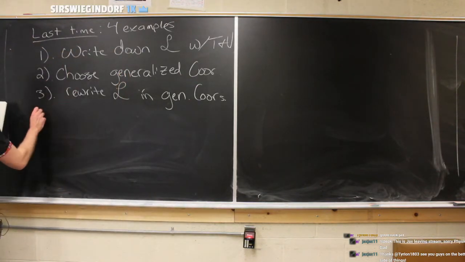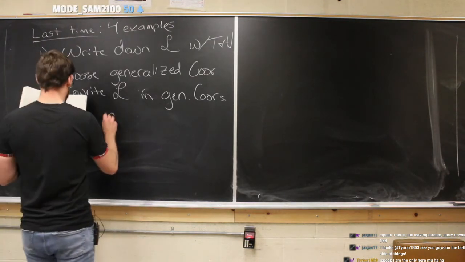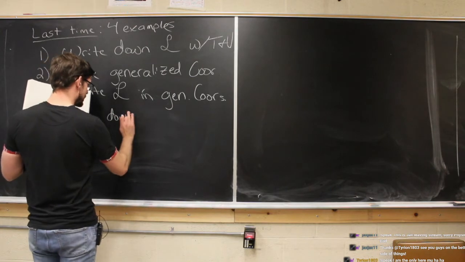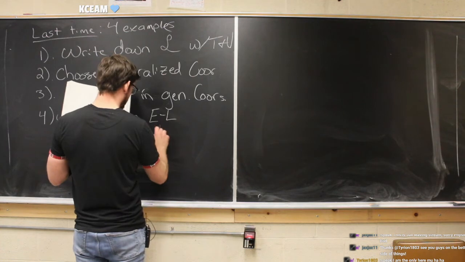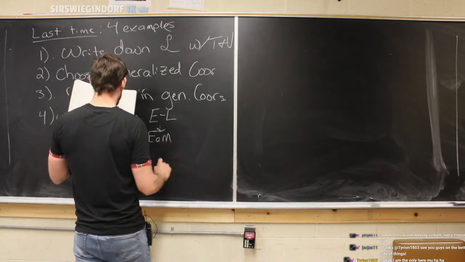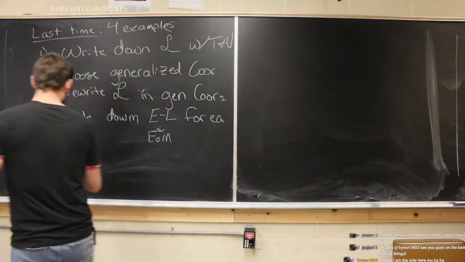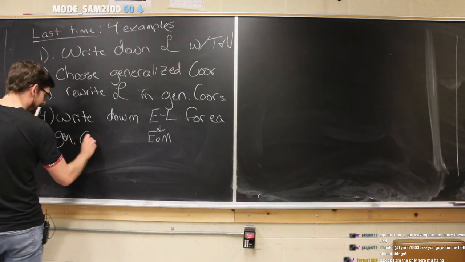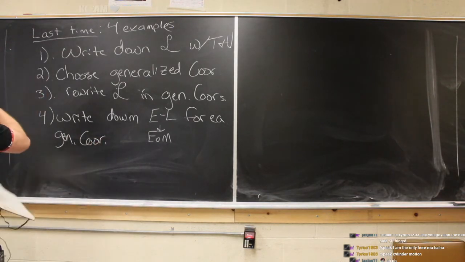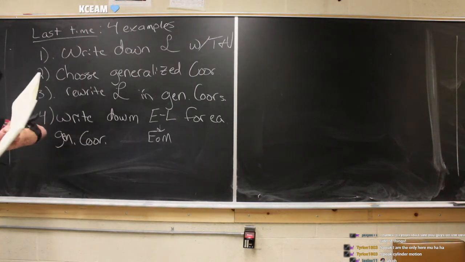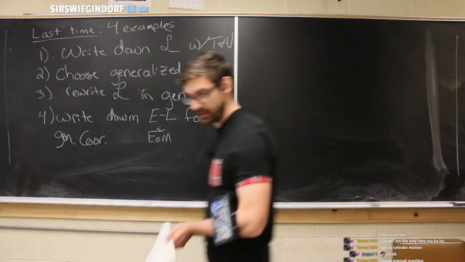All right, number 4. Write down the equations of motion. Let's say the Euler-Lagrange equations, and then subsequently the equations of motion, for each generalized coordinate. And that's our prescription, right? That's what we do. We write down the Lagrangian. Jackson says you can only write the L as a function of generalized coordinates?